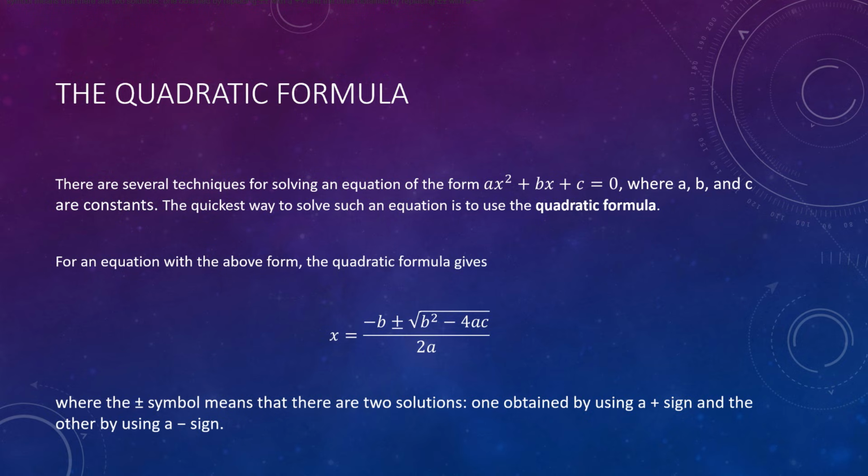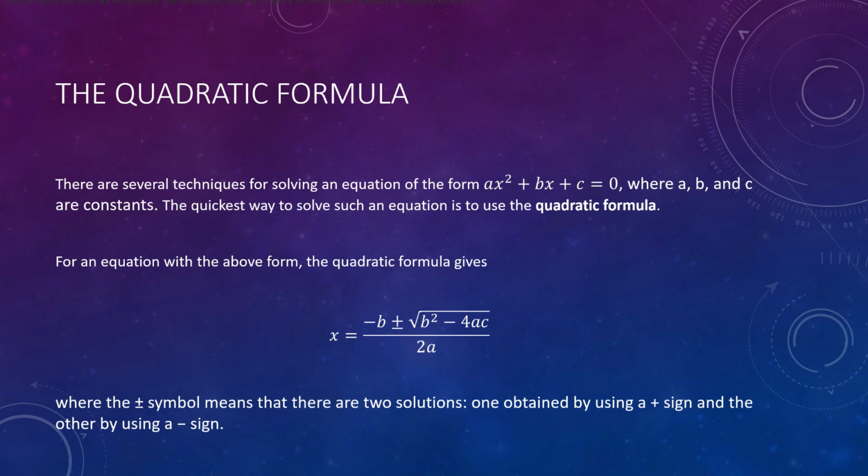Now, notice there's a plus or minus symbol. That means that you're going to end up with two solutions, one when you use a plus sign and one when you use a minus sign. In the context of our physics problems that we deal with in the course, you'll be able to determine, if you understand the problem, which of the two values is the real solution. We'll talk more about that when we get there.